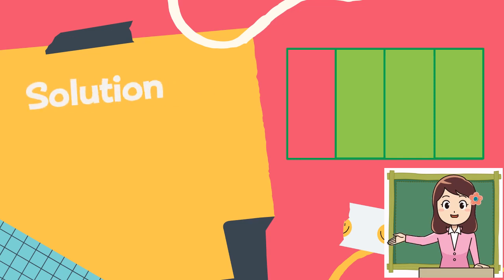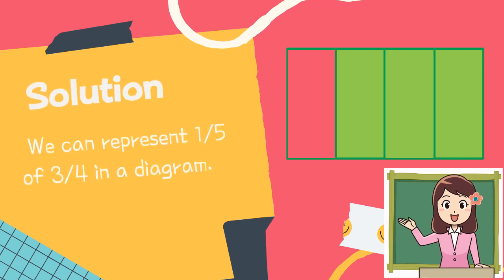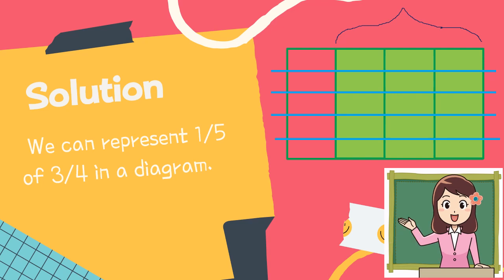So how are we going to solve the problem? We can represent 1/5 of 3/4 in a diagram. So look at the illustration. This is 3/4. And how are we going to show 1/5 of 3/4? So let us divide the illustration into 5. Now let's count. 1, 2, 3, 4, 5. 5, 10, 15, 20. The plot now is divided into 20 equal parts.